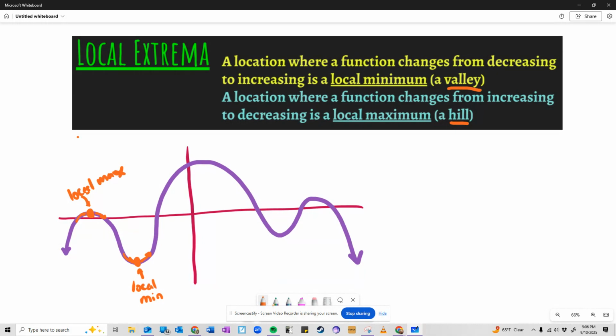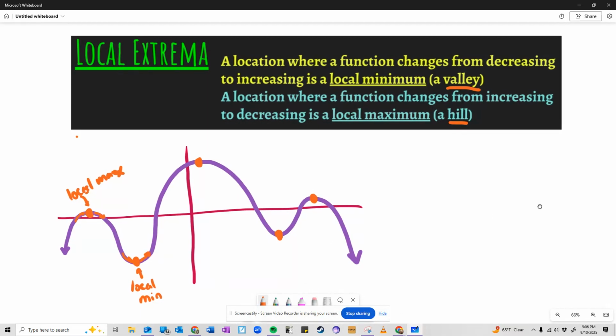And then I notice that it also has some more. So this right here is a local max. This point right here would be a local minimum. And then this point right here is a local maximum. And that's really all they are. It's just the hills and valleys.